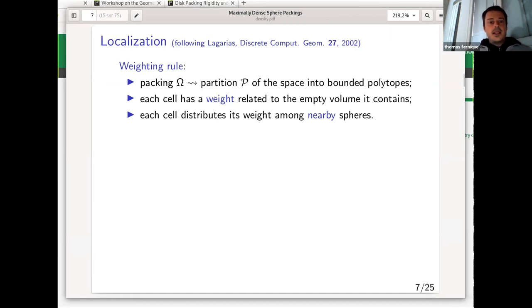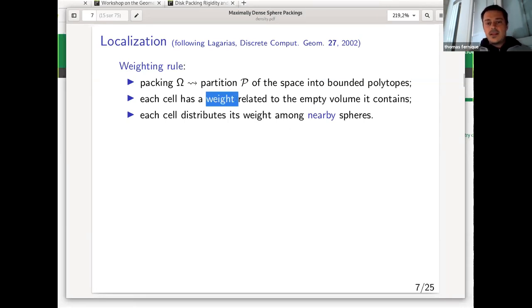So to define localization, I need to define what is a weighting rule. You consider some packing of the space or the plane. You can take any dimension if you want. I will say sphere more or less generally. You partition the space into some bounded polytopes or regions. So each polytope corresponds to a sphere, and you assign to each cell what is called a weight.